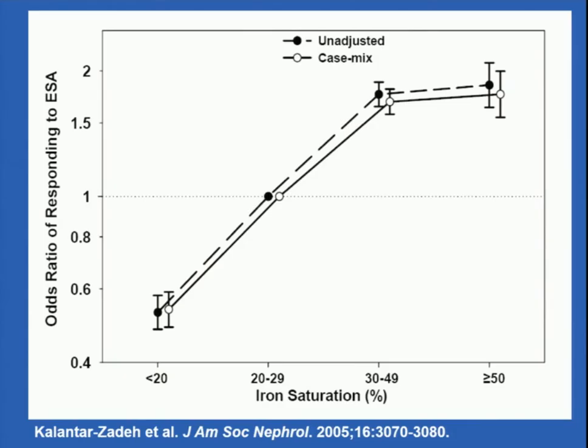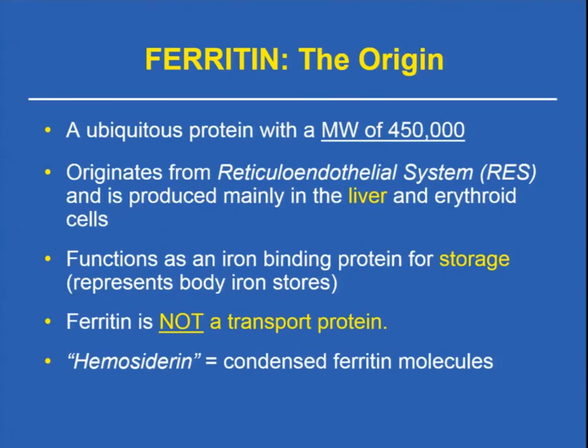This was an observational study that was done by Kam Kalantar-Zadeh on the DaVita database, looking again at the odds ratio for responsiveness to ESA, and what he found again was that a transferrin saturation of greater than 30% gave the best ESA responsiveness. Let's shift a little bit to ferritin.